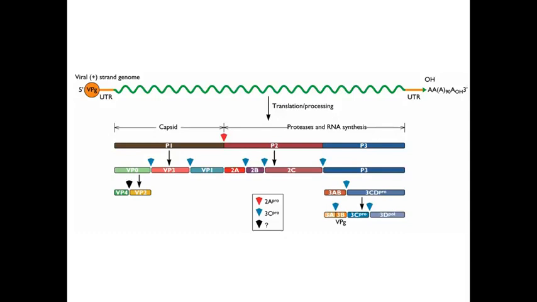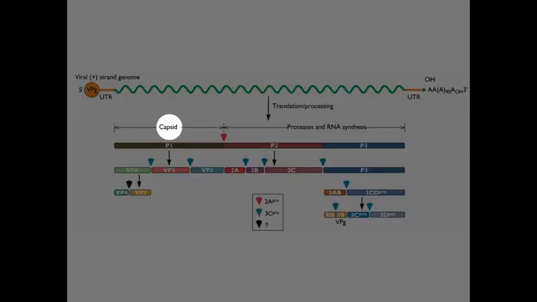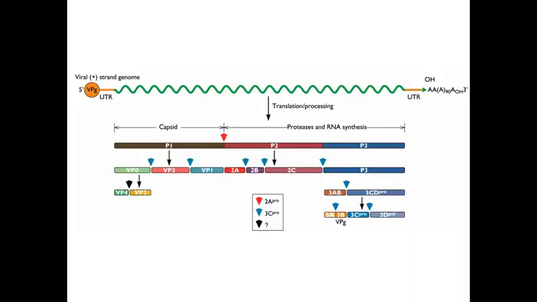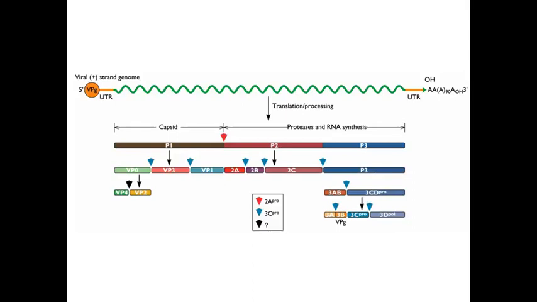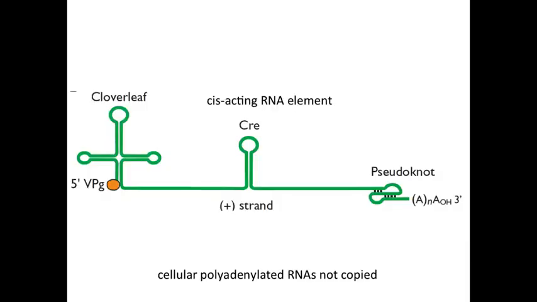Now here in the genome we have capsid proteins, of course. We have our proteases. We have VPG right here, which is the protein linked to the end of the genome. There's the coding region for VPG. And here is our RNA-dependent RNA polymerase. It's called 3D Pol. And as soon as that's made in an infected cell and it's processed by the protease, that can start replicating the genome.